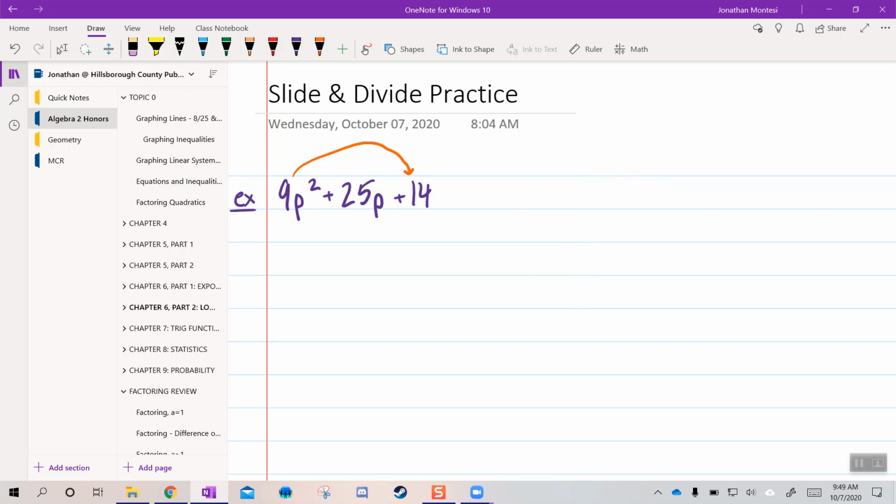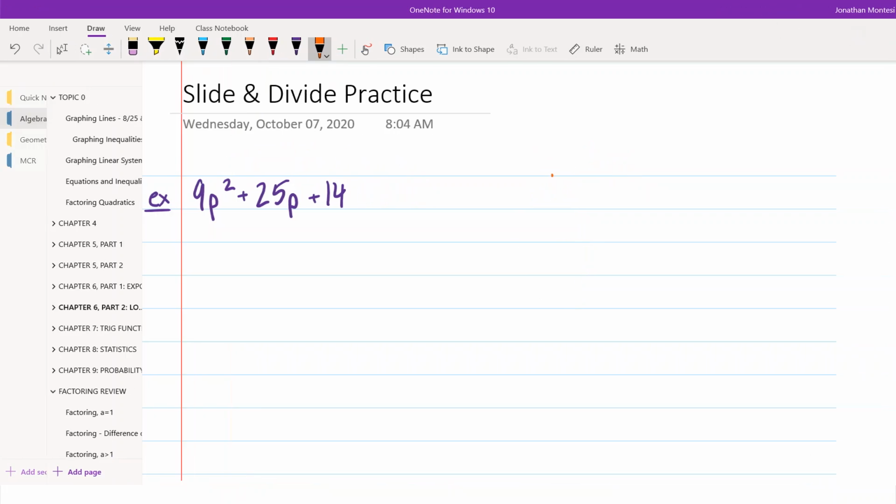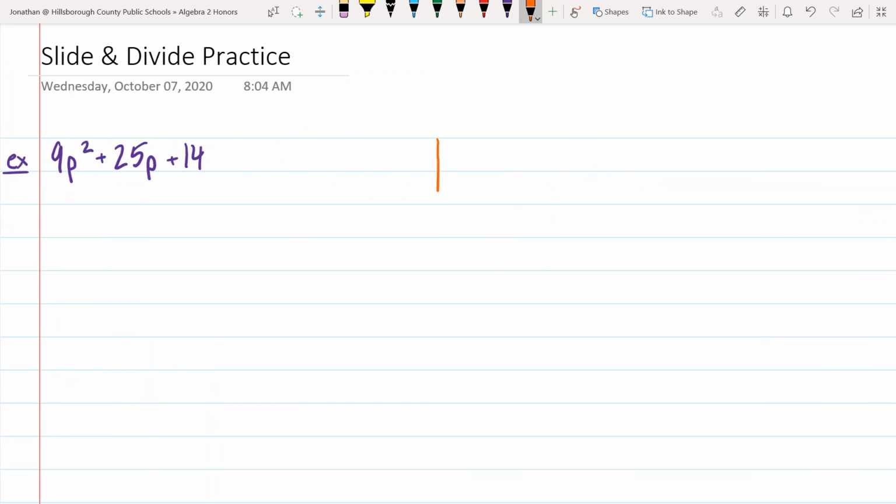Alrighty, so this is more slide and divide practice. When you learn a new method, it's always great to see more problems. These are problems in which we cannot pull the GCF out. I'll see if I can find someone's GCF, because the GCF kind of just hangs around till the end.